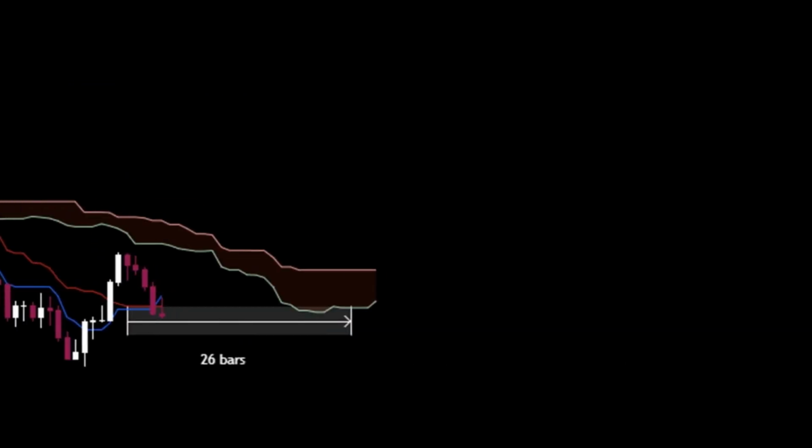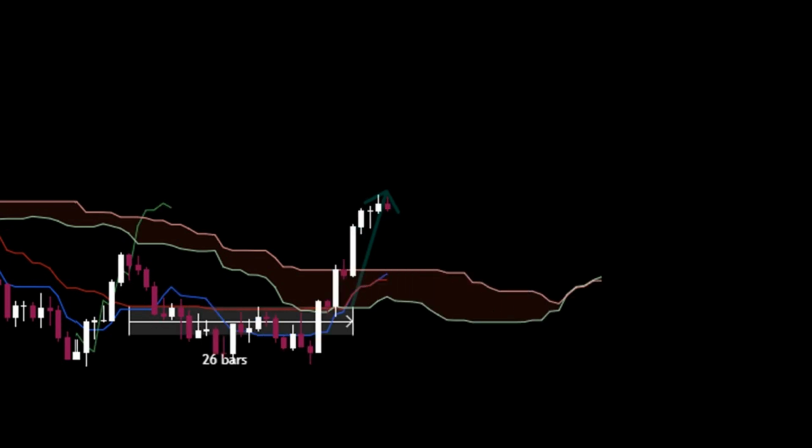After finding a flat kijun-sen in the chart, as shown here, we move 26 candles ahead of the start of the flat kijun-sen. Here we expect to see a clone of the starting point's trend. At the beginning of the flat kijun-sen, we have a clear upward trend. By cloning this trend and moving 26 candles ahead, we expect the same trend here.